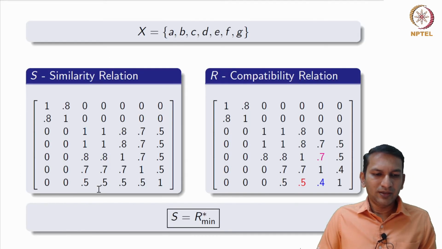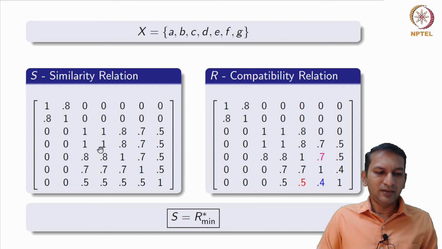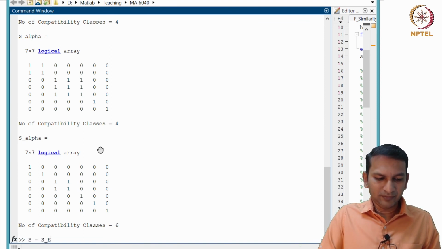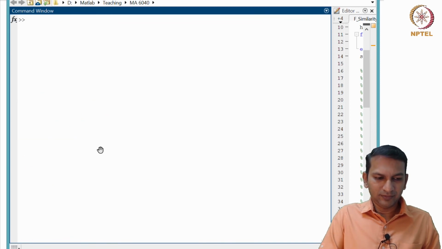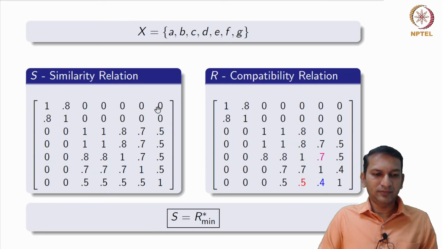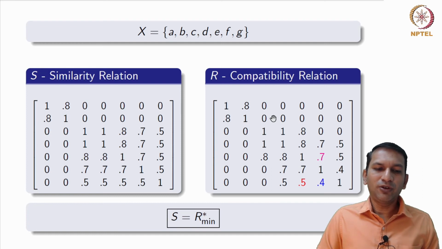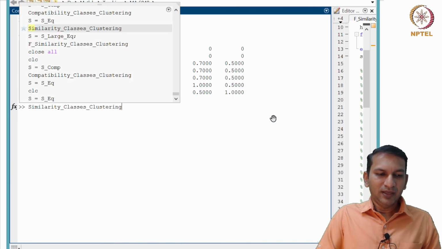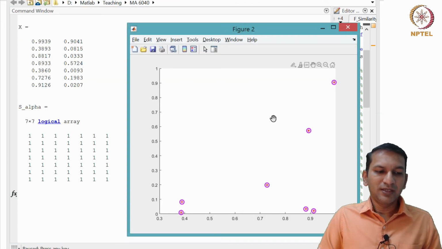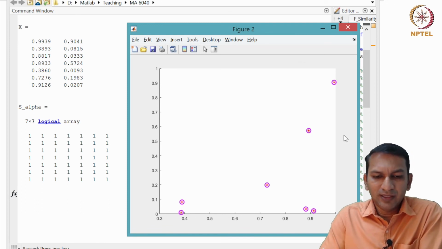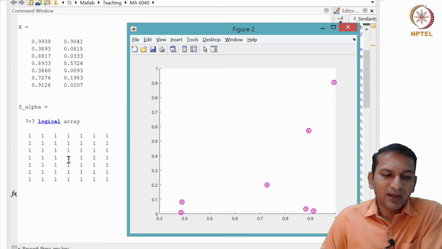So now look at the similarity relation that is given here. This is exactly the similarity relation that we have here, which is obtained as a min-transitive closure of this particular compatibility relation. Let us do the same thing as we did before. Now you see here, once again you have the 7 points. They are arbitrarily generated on this plane, and at the level of alpha equal to 0.5, we know that all of them are related to each other, and so you have a single similarity class.